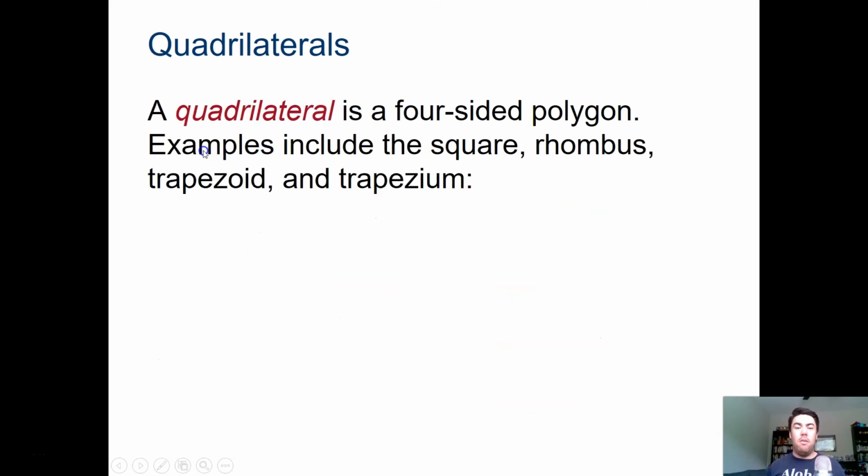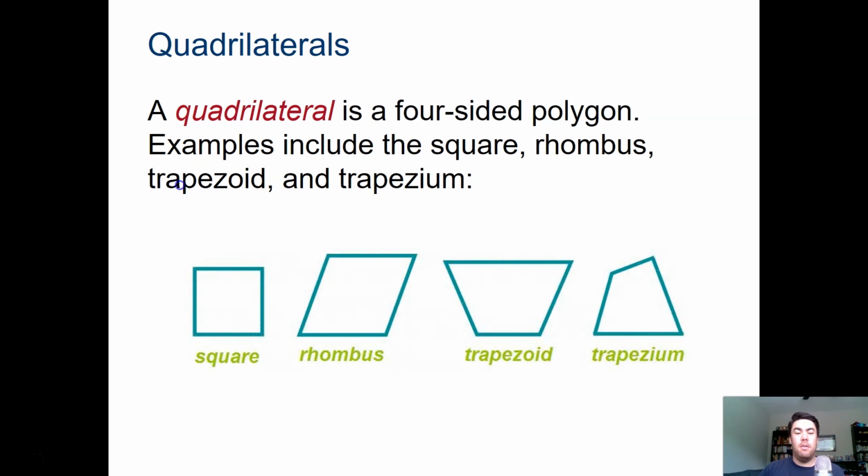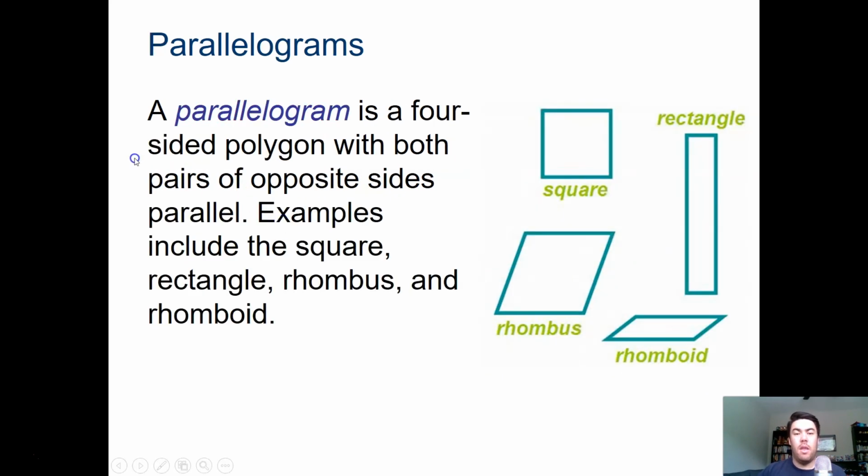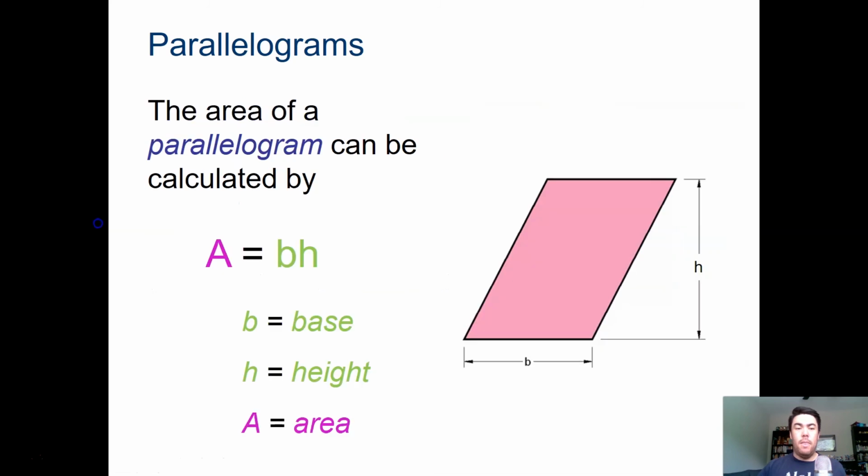A quadrilateral is a four-sided polygon. Examples include the square, rhombus, trapezoid, and trapezium. A parallelogram is a four-sided polygon with both pairs of opposite sides parallel. Examples include the square, rectangle, rhombus, and rhomboid. The area of a parallelogram can be calculated by base times height.